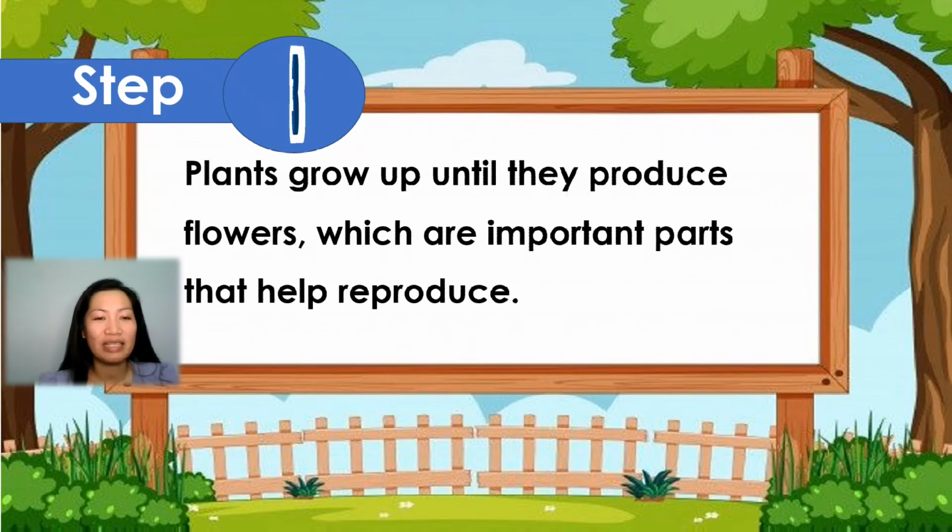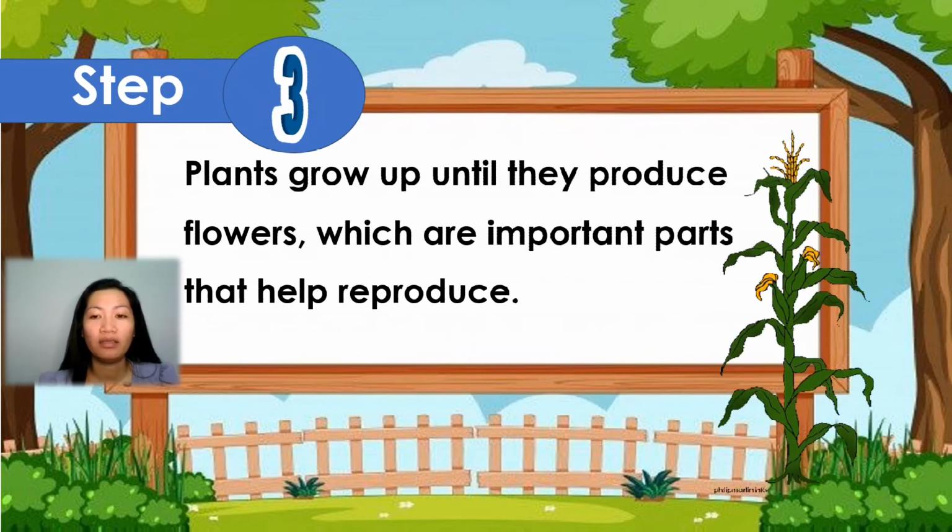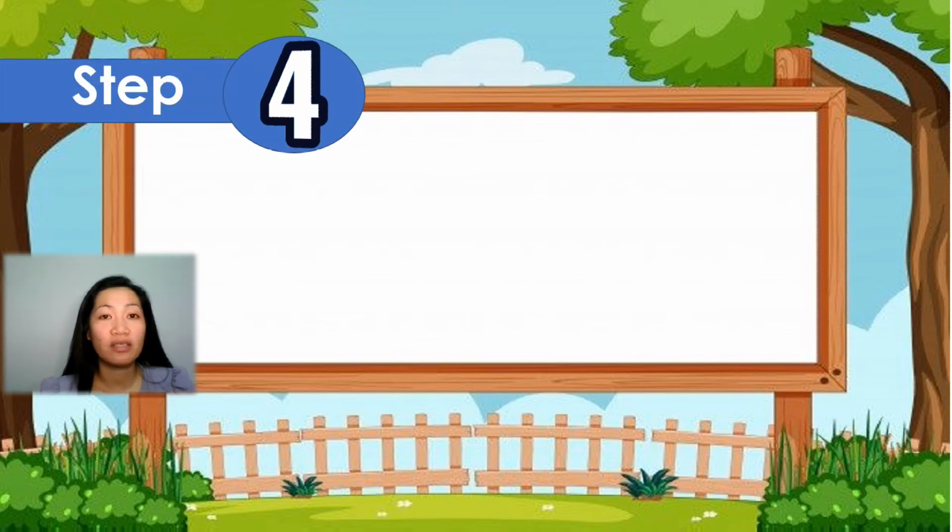Step number 3 is that the plants will continue to grow until they produce flowers. Okay, when the plant is mature enough, that's the time they will bear flowers. So flowers are the very important parts of a plant, which help the plants to reproduce. Okay, and we have step number 4.